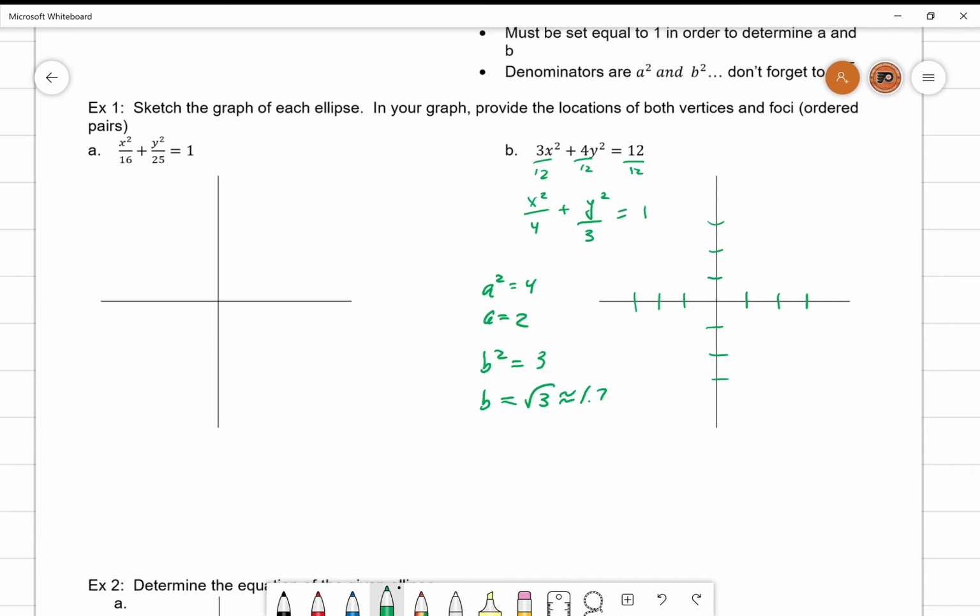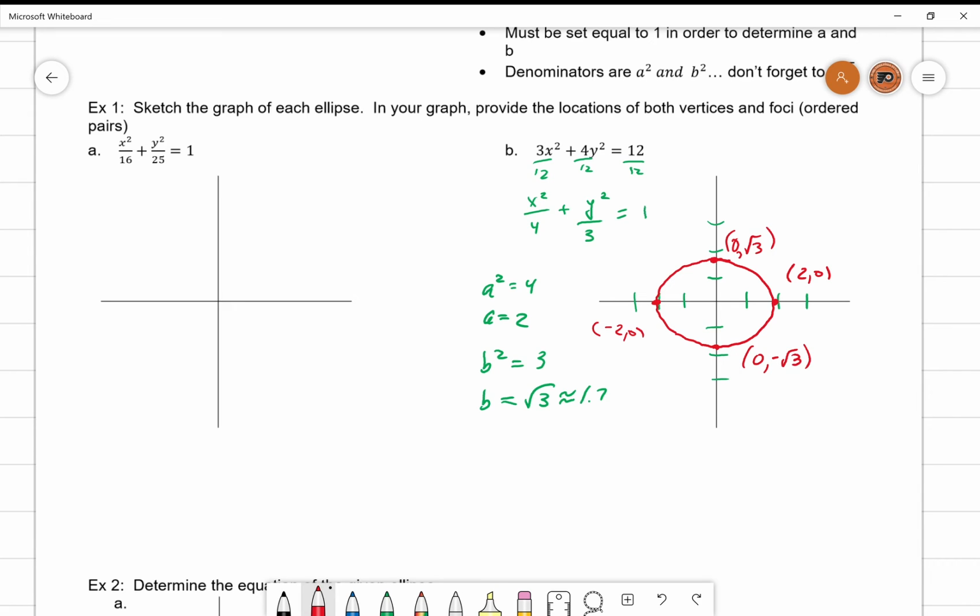So a was underneath the x squared term, so the distance 2, we're going to go left and right 2 units from our center, which is the origin. And our b value was square root of 3, which is 1.7, and that's our vertical direction. Our ordered pairs, therefore, would be (2, 0), (-2, 0), (0, square root of 3), and (0, negative square root of 3) for our 4 key points.